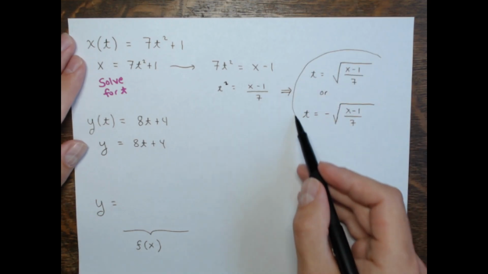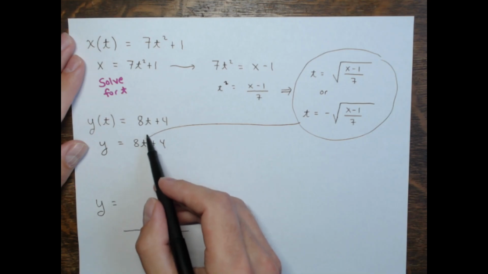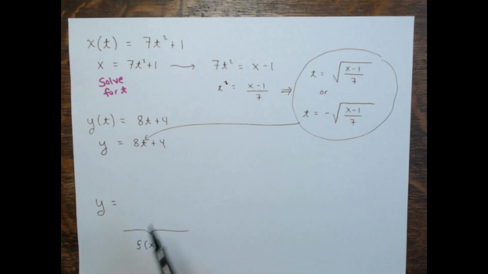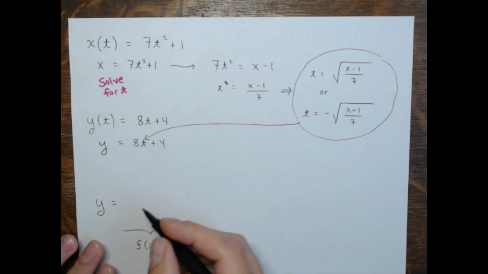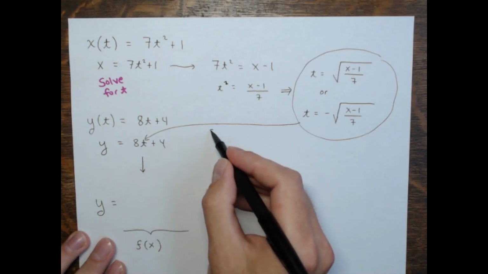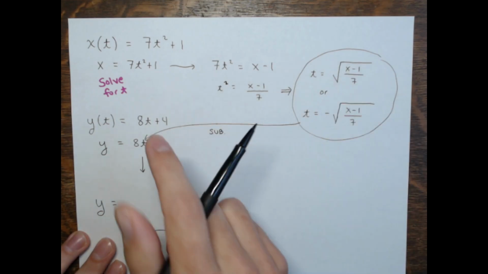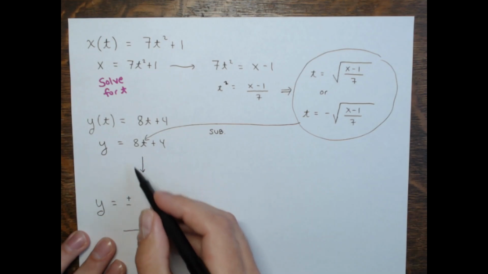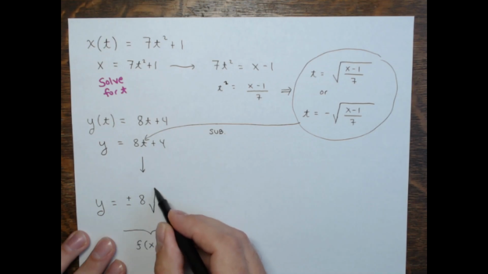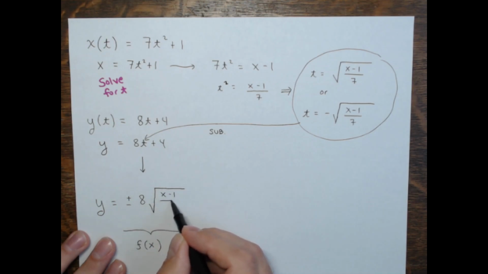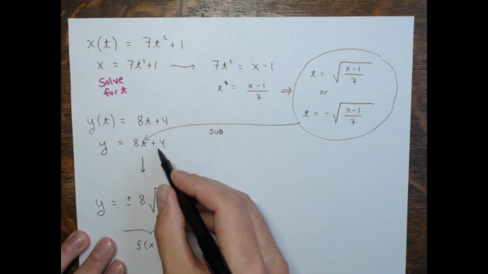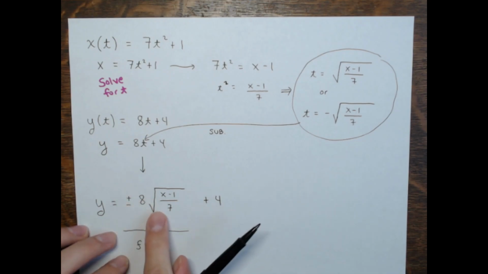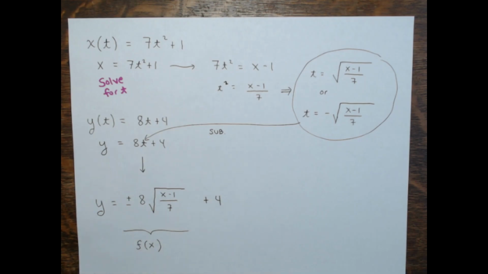So that's why when I substitute this into the y equation here, there's going to be a plus or minus, right? Because it could be one with the plus, one with the minus. So we end up here after doing the substitution. I'll just write sub. y could be equal to positive or negative 8 times the square root of x minus 1 divided by 7. And then you got the plus 4 after that, right? Again, one with the plus square root, one with the minus square root. And that's what they want.